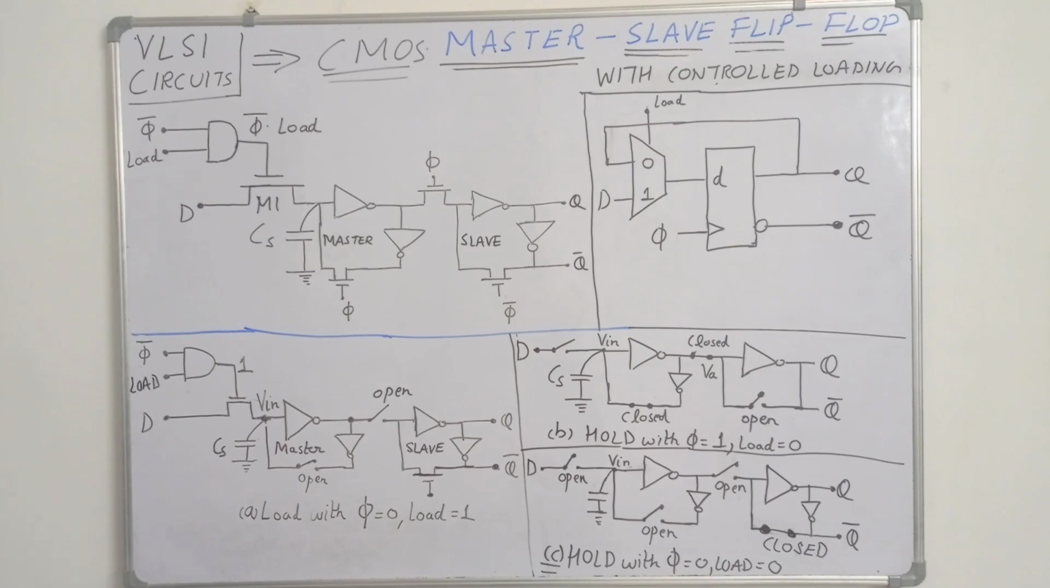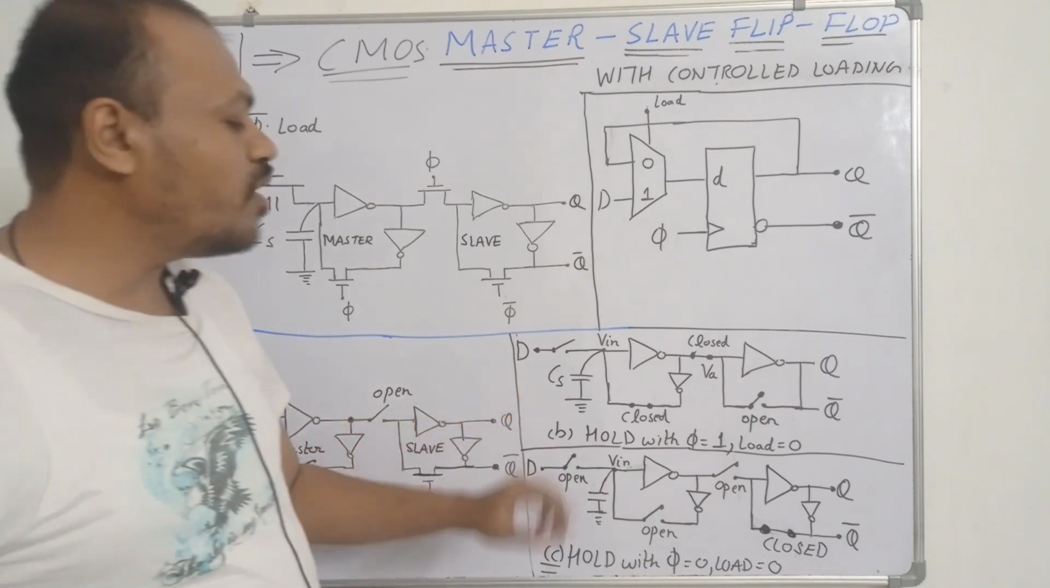If D input is at logic low, then V in will be 0, and if D input is at logic high, then V in will be a high value. Okay, so now there are two possible conditions for data hold state.